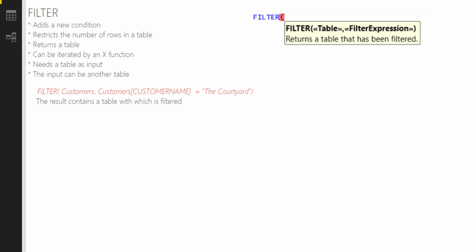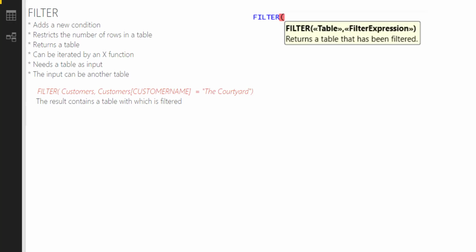Moving on, let's have a look at the filter function. So the filter function returns a table that has been filtered. So it's looking for a table, and then it wants an expression, a filter expression. So filter adds a new condition. It restricts the number of rows in the table, so it filters, it makes it shorter. It returns a table because it's a table function. It can be iterated by an X function, and it needs a table as an input.